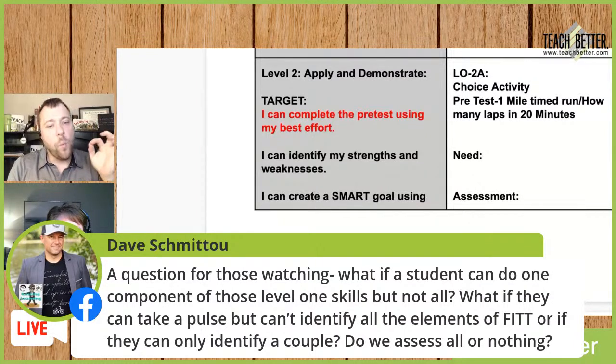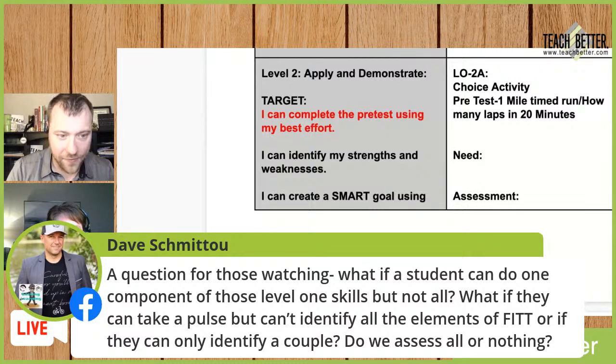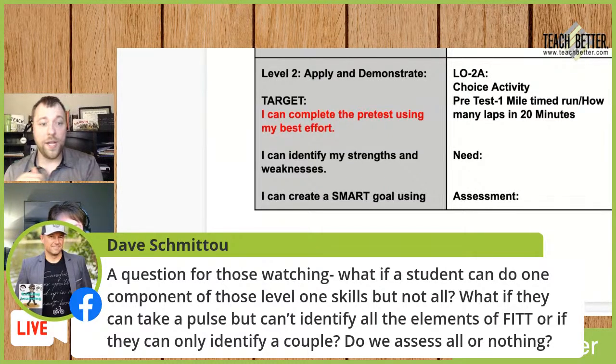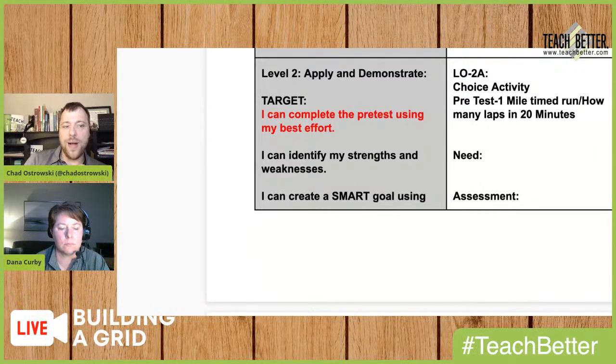So what if a student can only do one of the components of the skills on the first level? What if they can take a pulse, but they can't identify all the elements of fit, or they can only identify a couple? Do we assess all or nothing? So I have my response to this, but do you have a response you'd like to share?